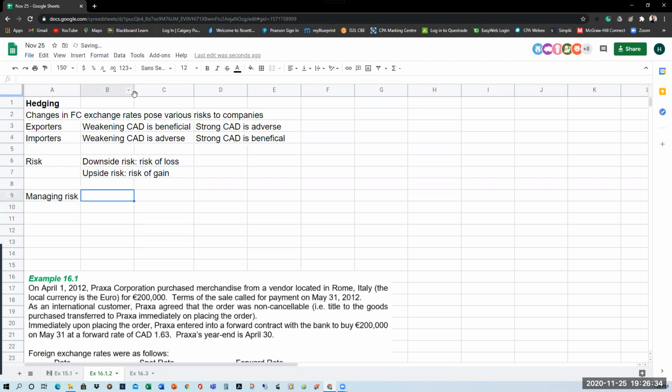Well, you can either avoid the risk completely. If you were, let's say, either an exporter or an importer, and you were concerned about the risk posed by fluctuations in foreign exchange rates, you might say, well, I'm only going to transact in Canadian dollars. So if you're an exporter, you'll say, I need to be paid in Canadian dollars. Well, if that's the case, then there's no real risk.